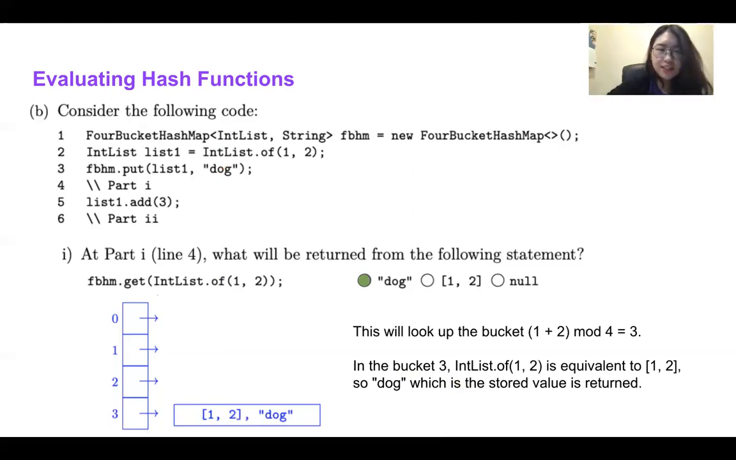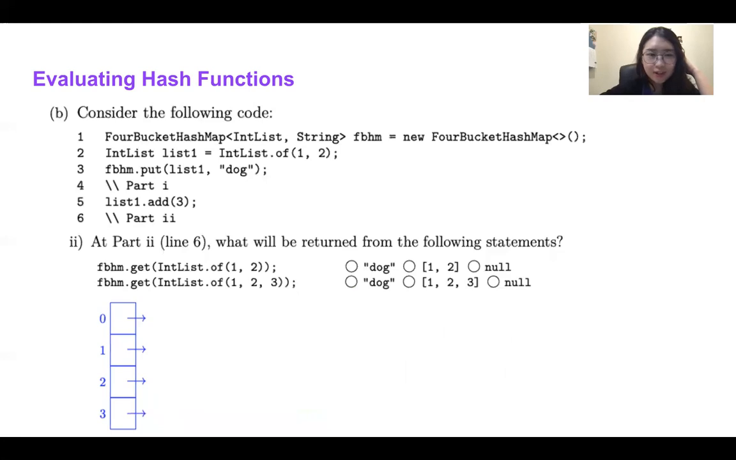I hope it made more sense to you, but this one is a little bit unnatural because the given assumptions are kind of odd, but we'll see more examples. So, okay, cool. And now the next question is, at this line 6, what will be returned from the following statement?